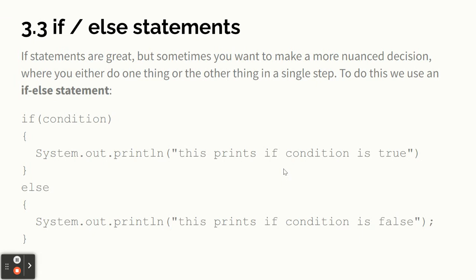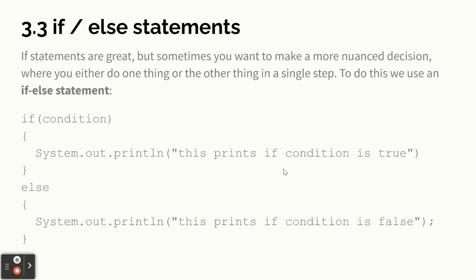If statements are great, but sometimes you want to make a more nuanced decision, whether you want to do one thing or another thing in a single step. And to do this, we use an if-else statement. And here is one. If condition, then we do one thing, else we do the other thing. So this is a little simpler than having to write two separate if commands like we just did in the warm-up. And you're guaranteed to get one of these outputs. It's going to do one or the other. That's a nice thing also.